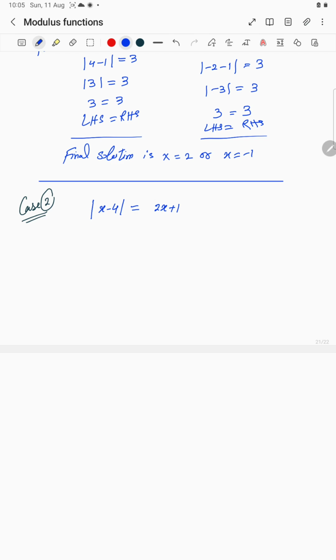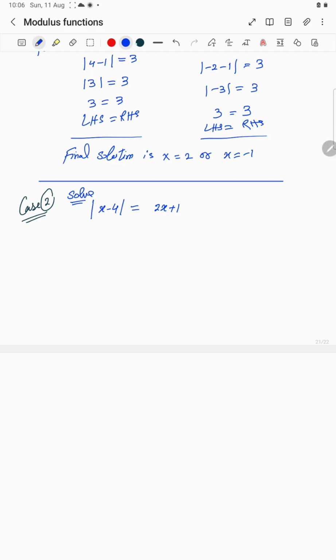Okay guys, now we are going to discuss case 2. In such cases, you have a modulus function on one side of the equality and a non-modulus function on the other side. This is the case for the solution of a modulus with a non-modulus function. So how to solve this? In such a case, we have two options: either we can apply property number 1 or property number 2. Let's start with property 1 first.